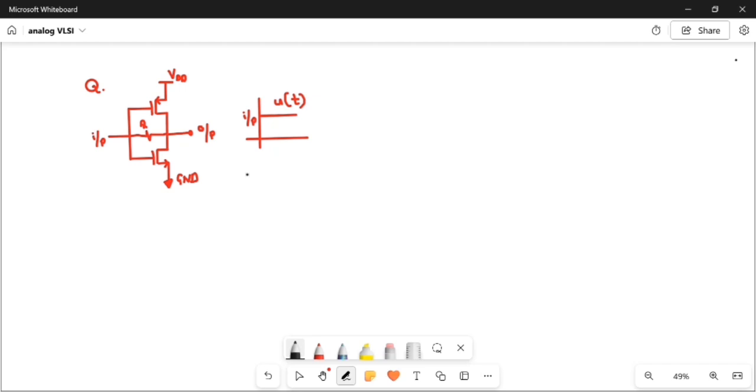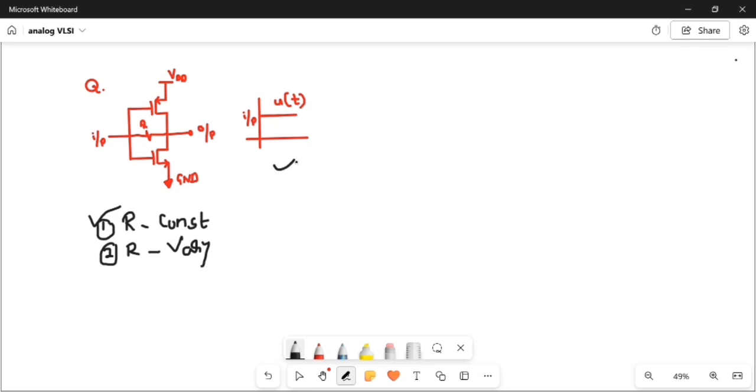This can be done in two cases. First case is R is constant, and another is R is varying. This is the first one. Now first we will take R as constant. What will happen if R is constant?